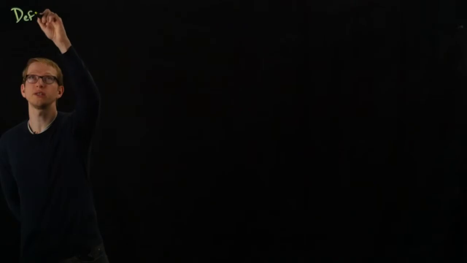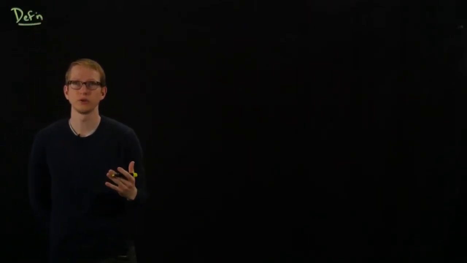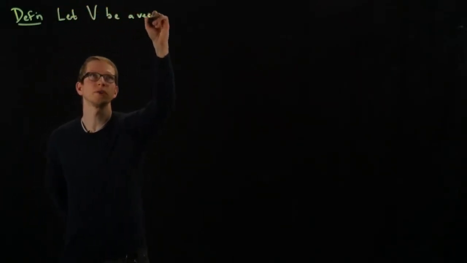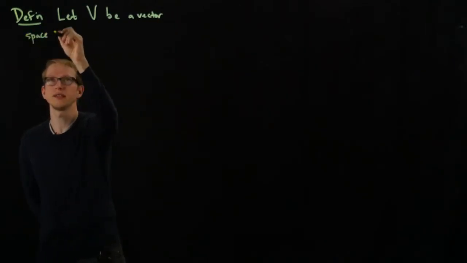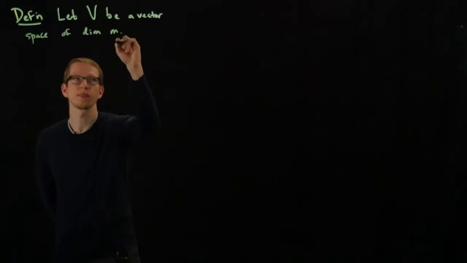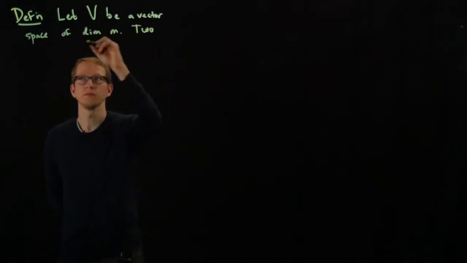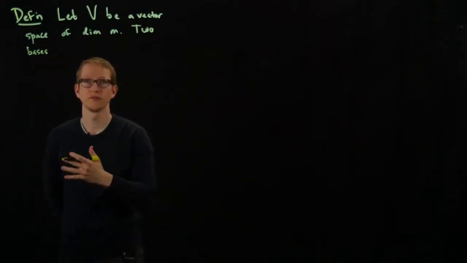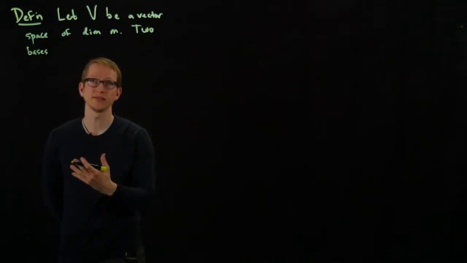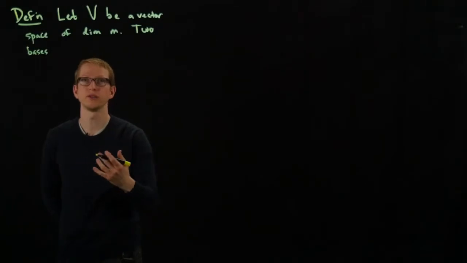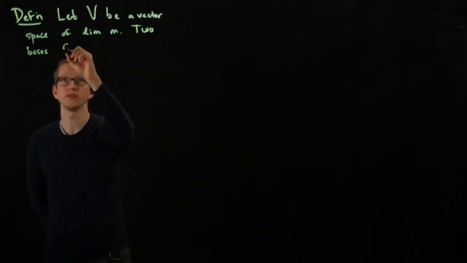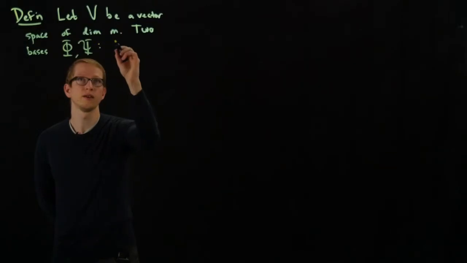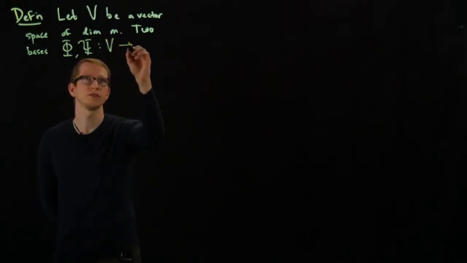So before we define what an orientation is for a manifold, we should remind ourselves what an orientation is for a vector space. So let V be a vector space, and let's say of dimension m. Two bases, which we've already understood correspond to an isomorphism from V to R^m, where we take the basis from the standard Euclidean basis under that linear transformation. So take two bases, which are described by two isomorphisms, let's say phi and psi, from V to R^m.